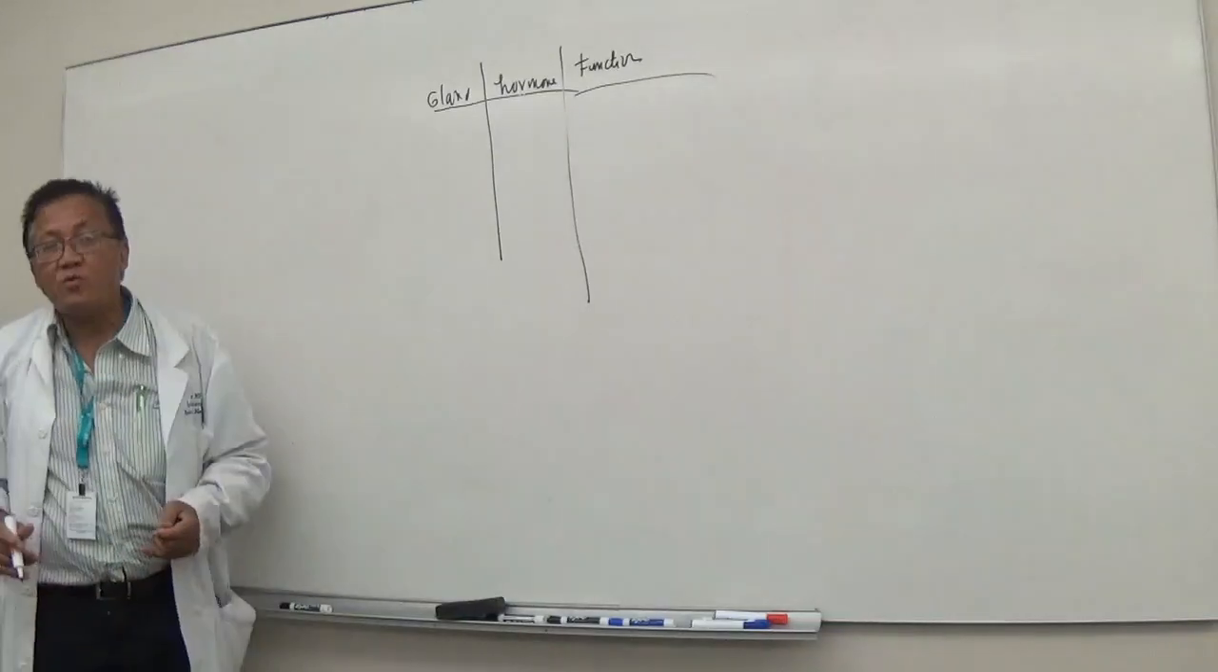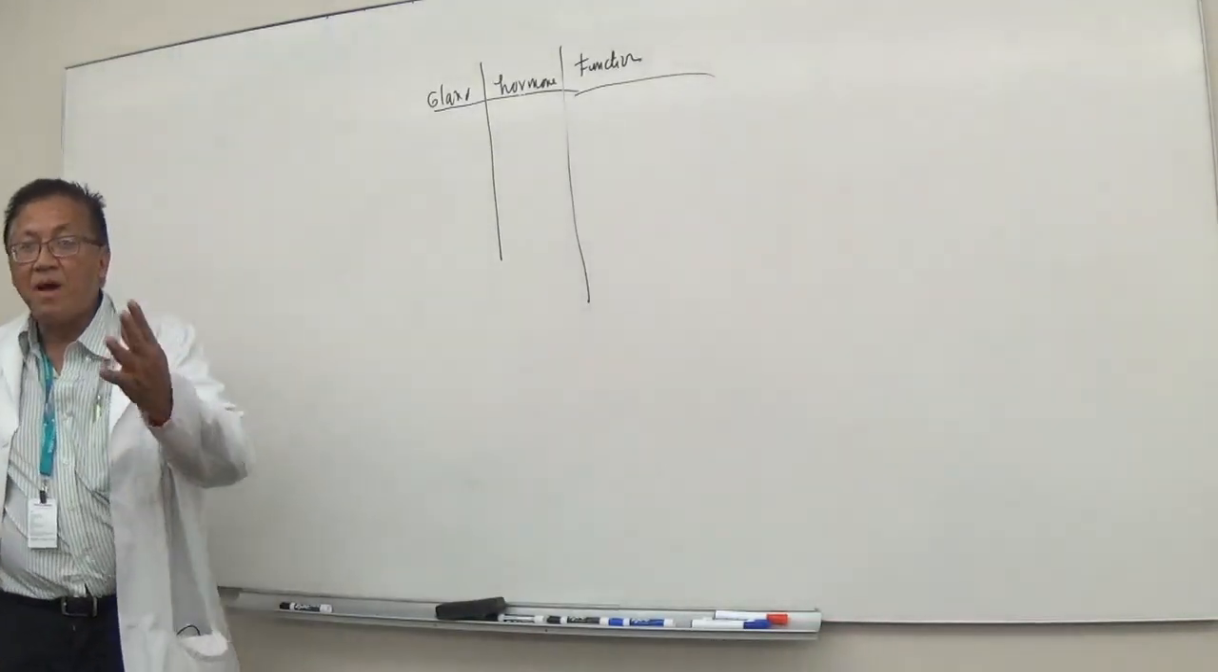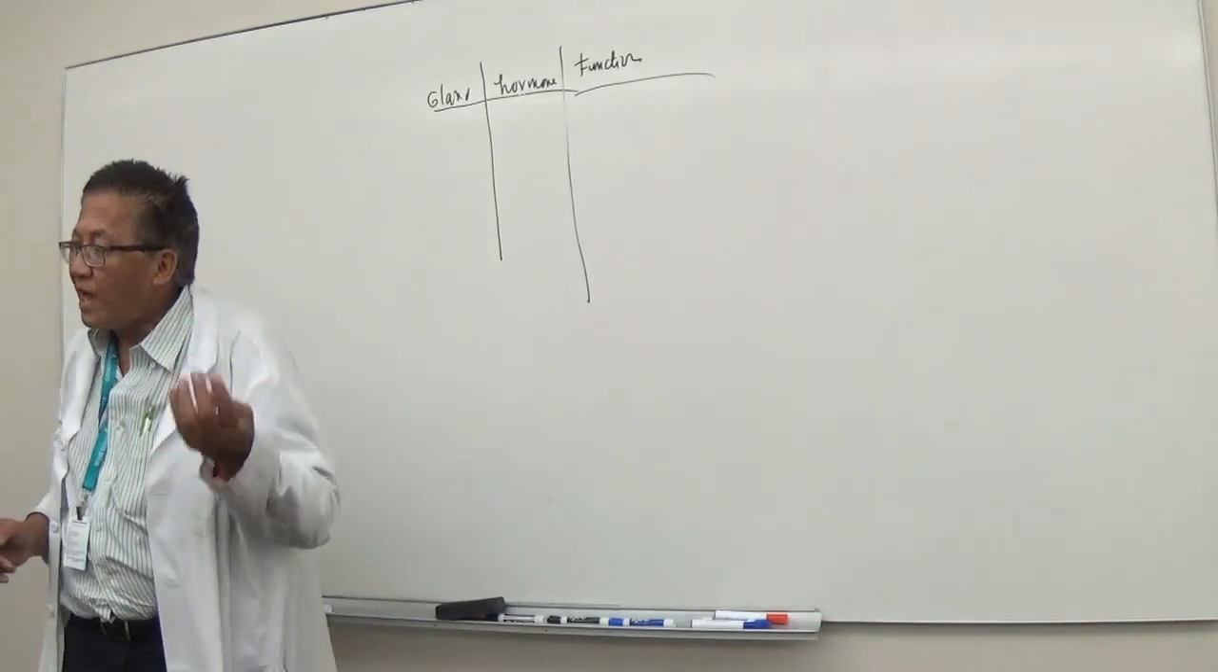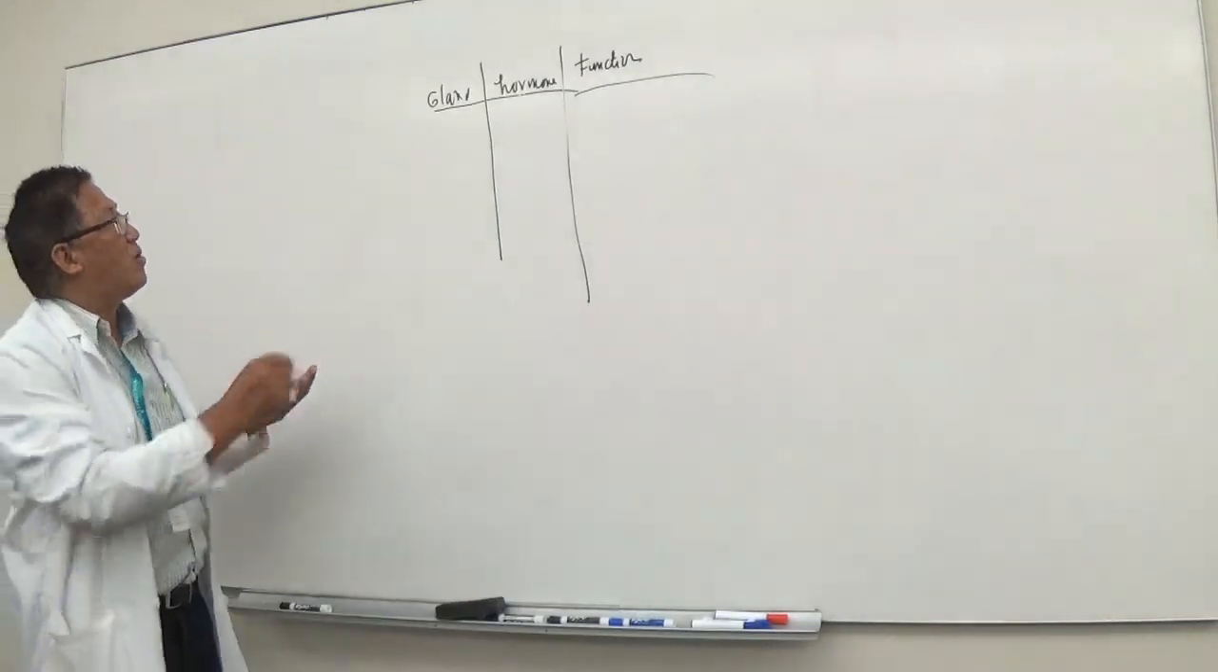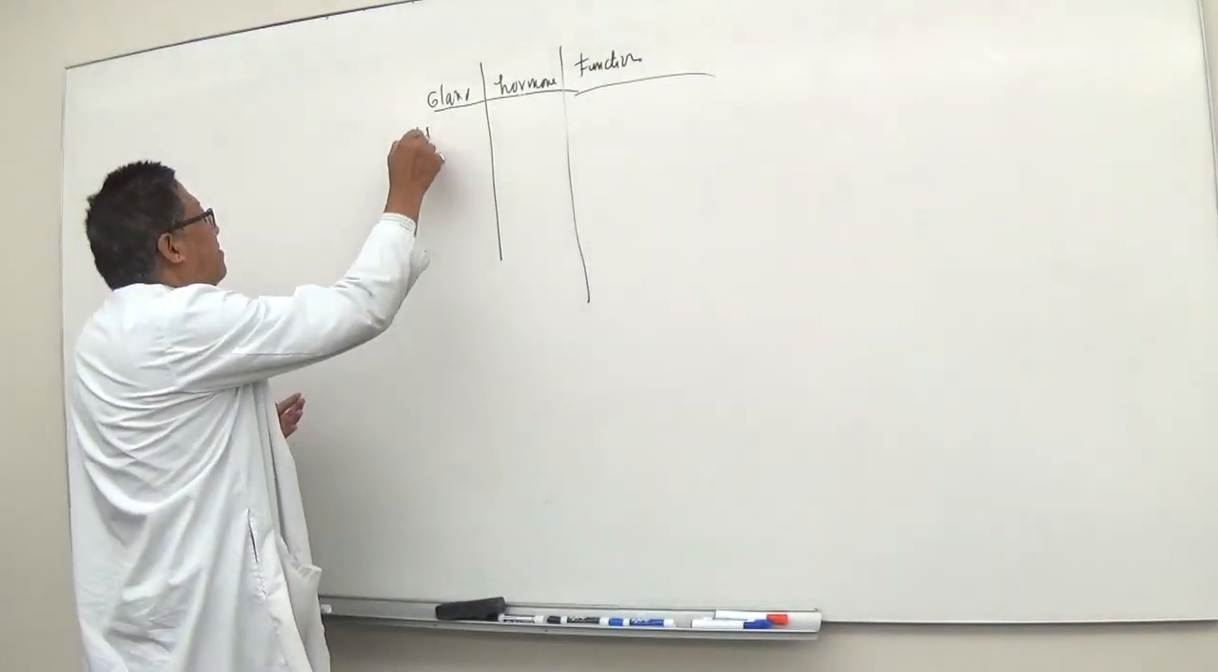Good. Why do you want to do that? Because you want to be someone who is going to be like me, trying to summarize the information that you need to know. So I start here with the hypothalamus.